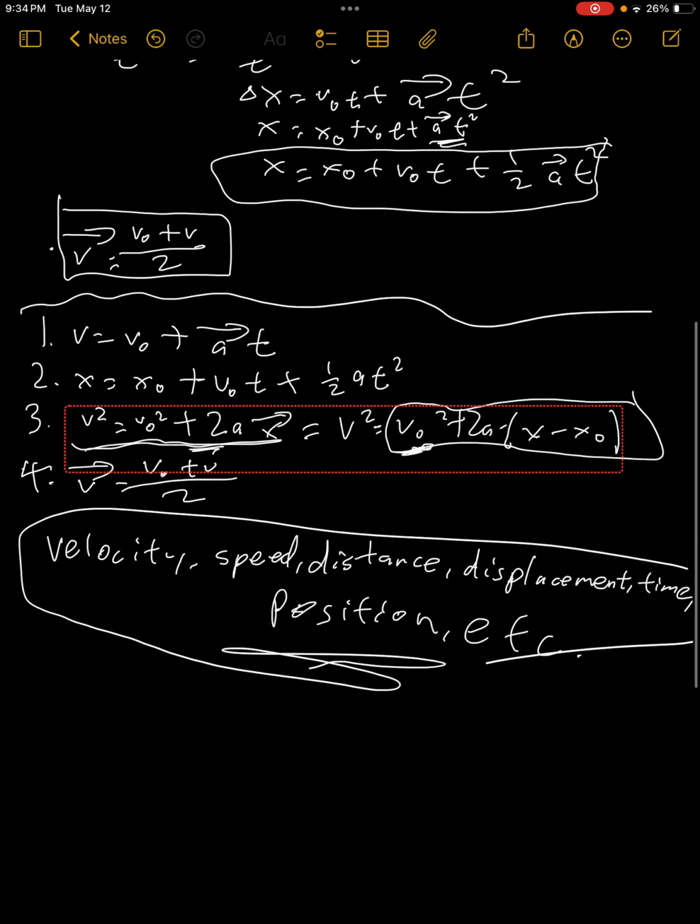And I'll be posting another video later that has an application problem of these kinematics equations. It's likely going to be an FMA problem or something, but I'm not sure yet.